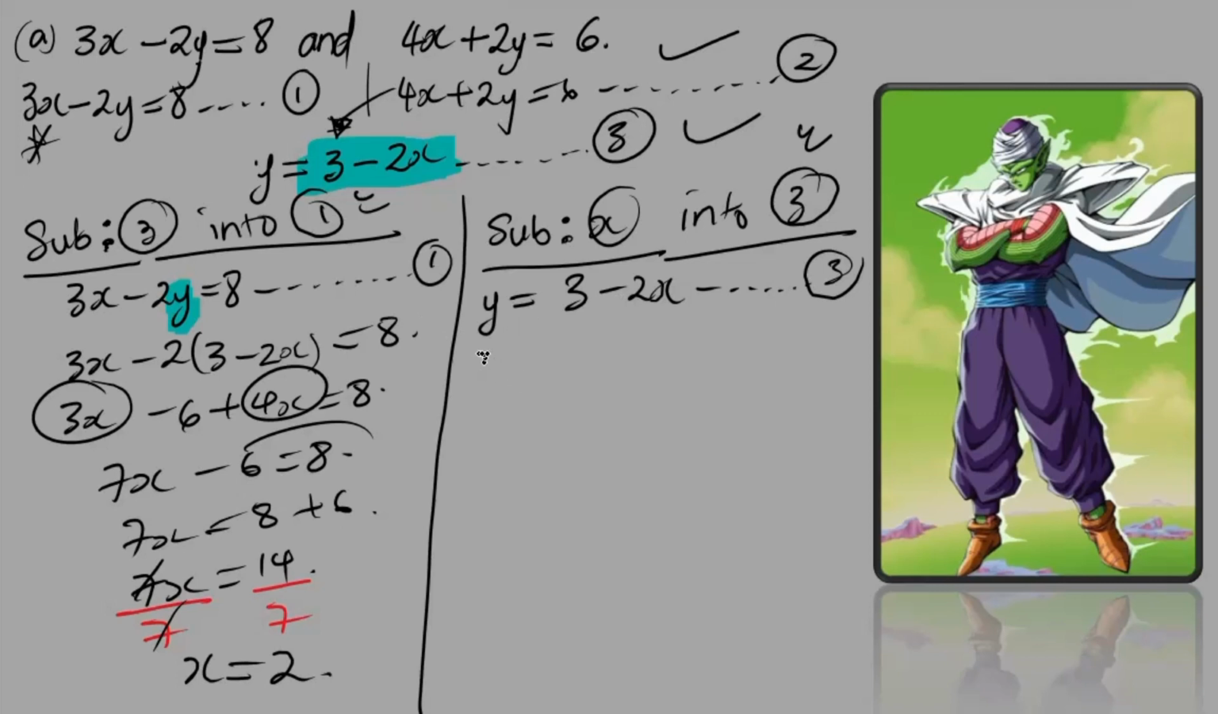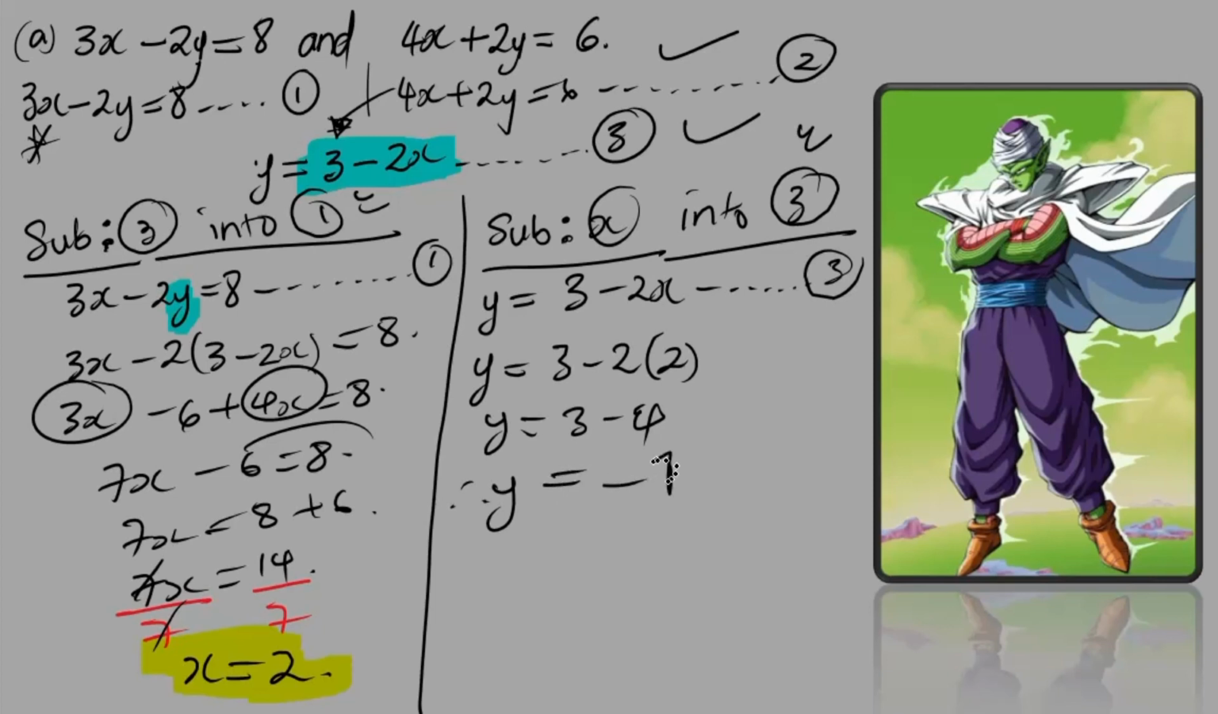And then from there, I'm going to say y is equal to 3 minus 2 into how much is my x? I just found my x here, right? So I'll substitute that value there. My x is 2. And therefore, my y is equal to 3 minus 4. Then my y is equal to negative 1.